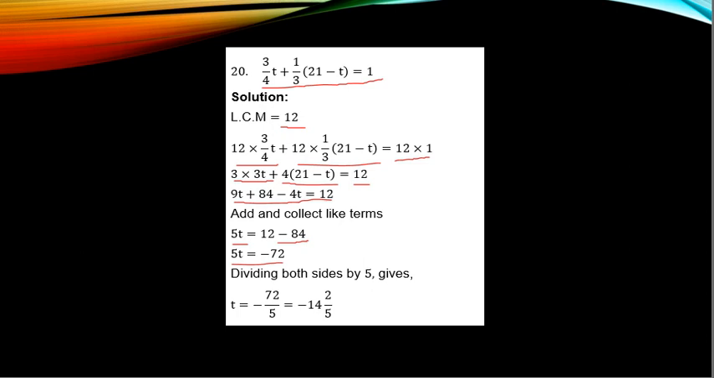Divide both sides by 5 in order to get t. So t is equal to minus 72 all over 5, and that is the lowest possible form, and it is an improper fraction. When you convert to mixed fraction, you have minus 14 whole number 2 all over 5. So that is the result.